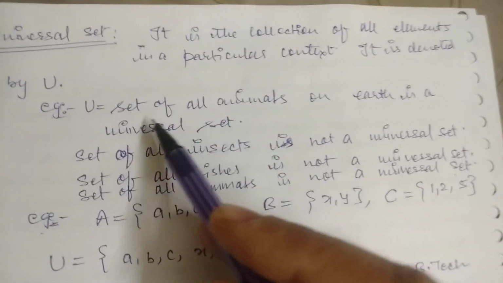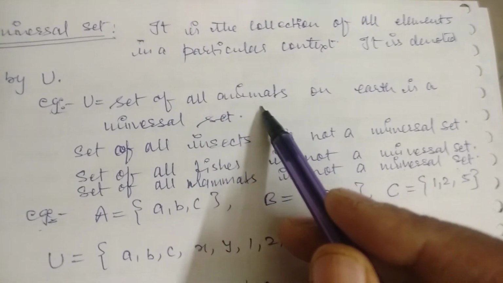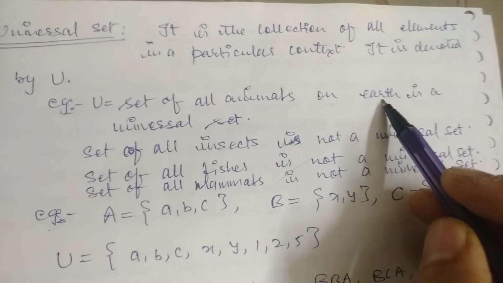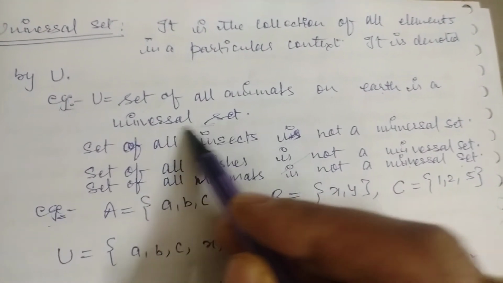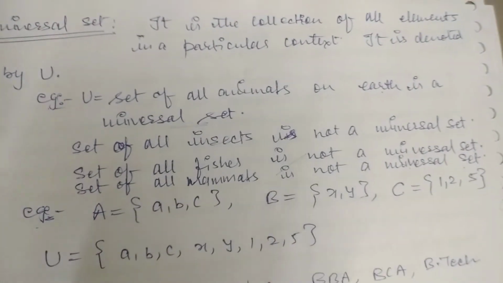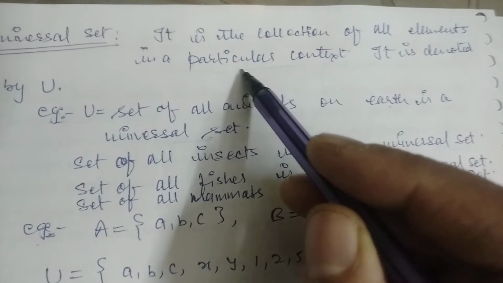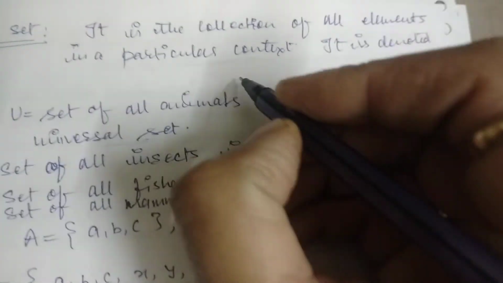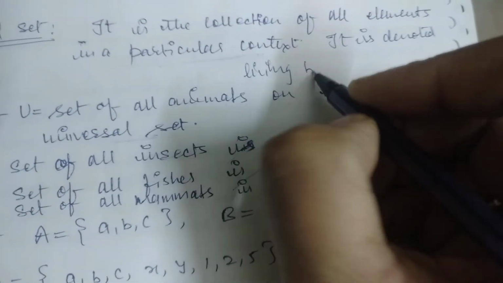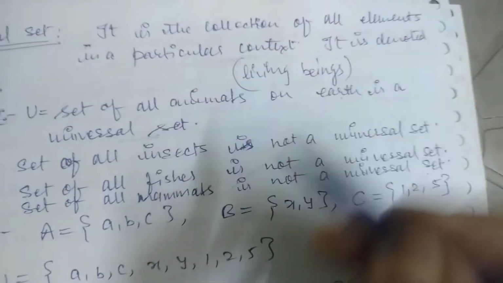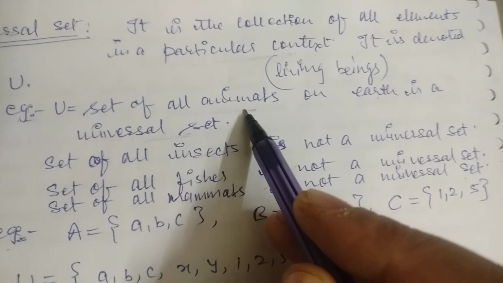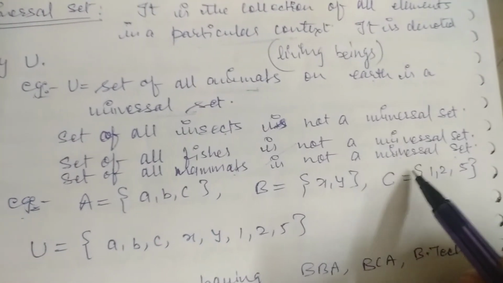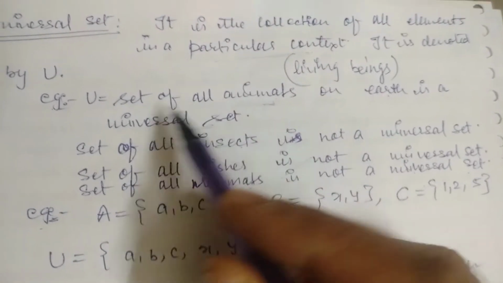But if we say the set of all animals, which includes insects, fishes, mammals, all living beings on the earth, then this set is called the universal set. Because the particular context we are talking about is living beings. So the set of all the elements is called the universal set, whereas the set of all insects, fishes or mammals is not a universal set. Okay? They all come under this set.